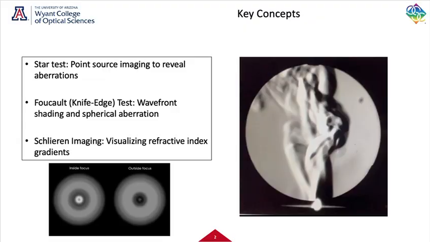One of the key concepts in this lab was the star test, which lets you see optical aberrations just by looking at how a point source focuses. When the pattern becomes asymmetric, like a comet shape, that tells you the lens has coma.